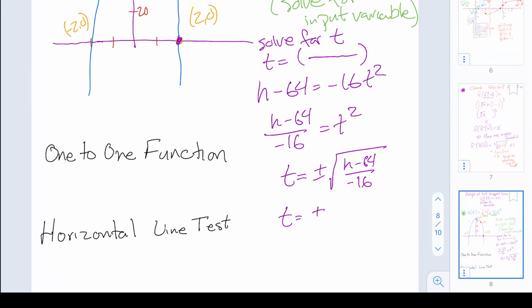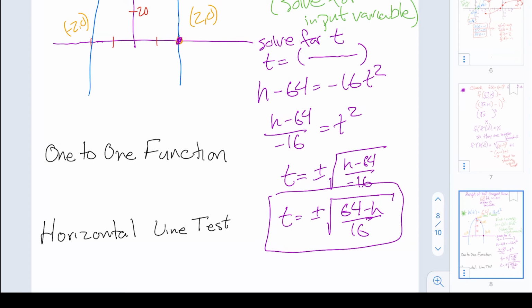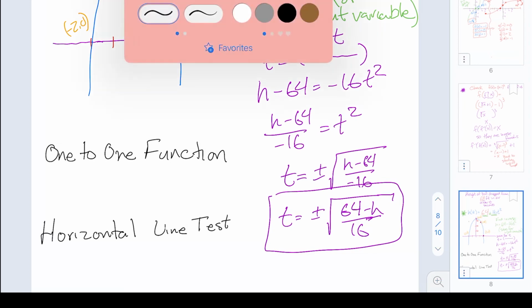And I'm going to simplify this just a little bit here. 64 minus h over 16 just looks nicer, gets rid of that negative in the denominator. All I did was multiply top and bottom by negative 1. But here's my answer. And what do you notice is wrong? t is not a function. t gives me plus or minus. So it's technically not a function the way it's written.